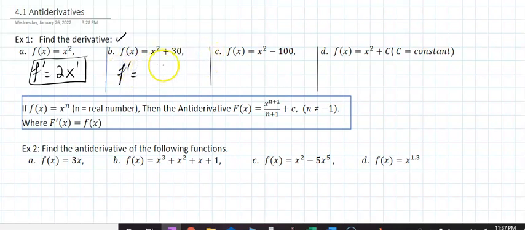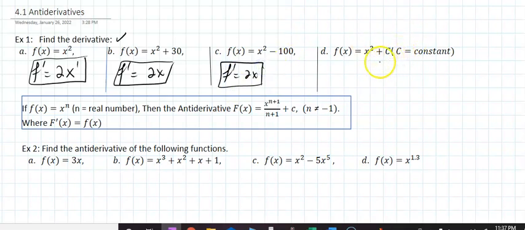If I take a derivative of x squared plus 30, well, that's 2x plus 0, that's 2x. If I had f of x equal x squared minus 100, then the derivative of that will be 2x as well. Actually, if f of x equals x squared plus any constant, when I take a derivative, I bring the power down, subtract 1 from the power. So the deal was, if you take a derivative of x to the n, where n is a real number, you bring the power down, subtract 1 from the power. That was the deal. Now we are reversing those steps.